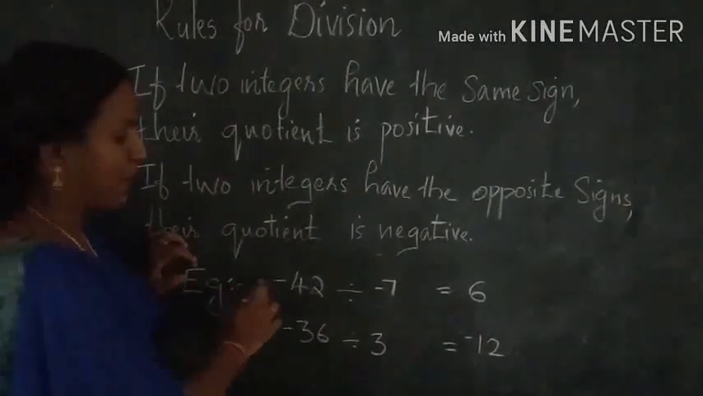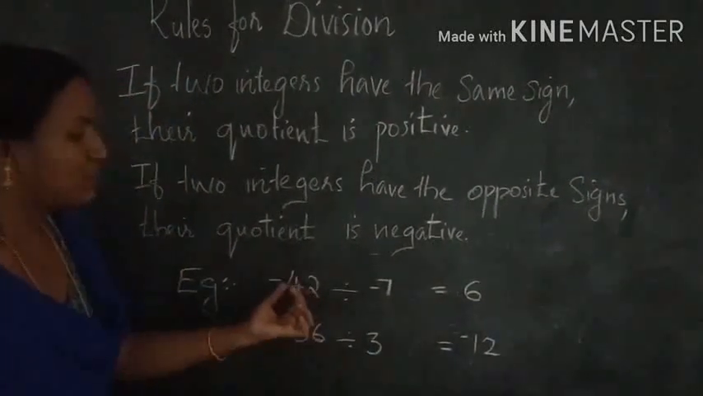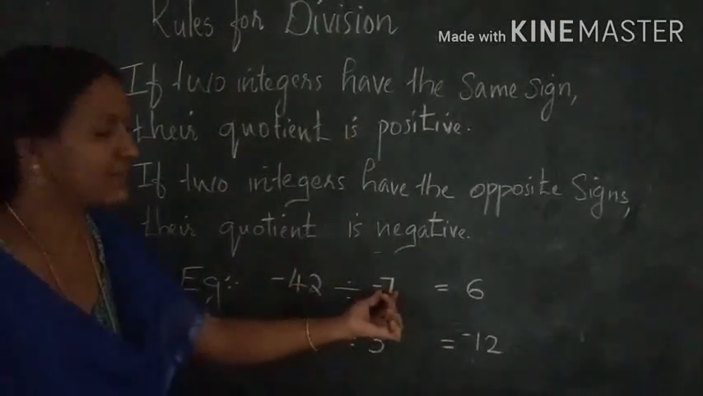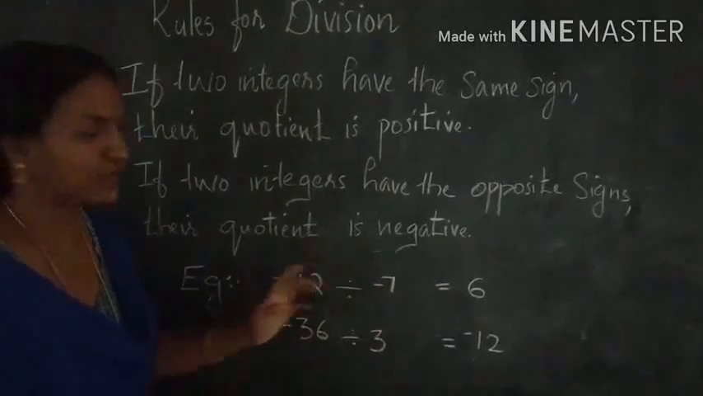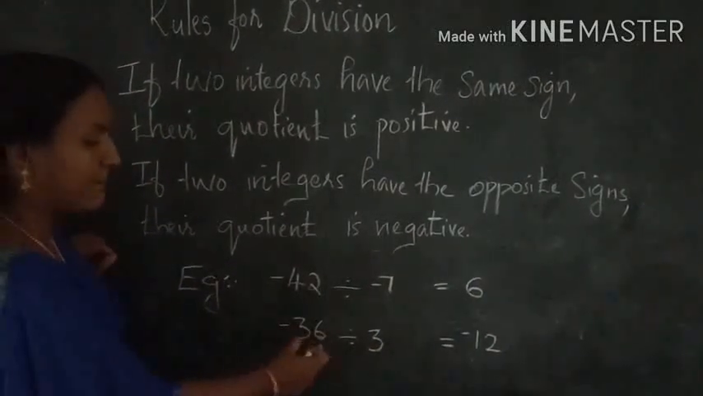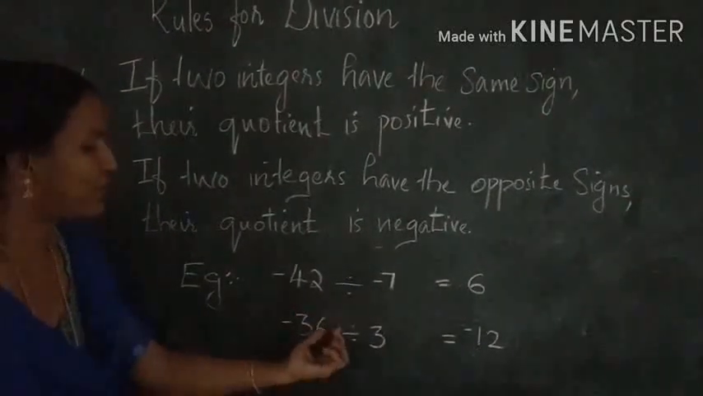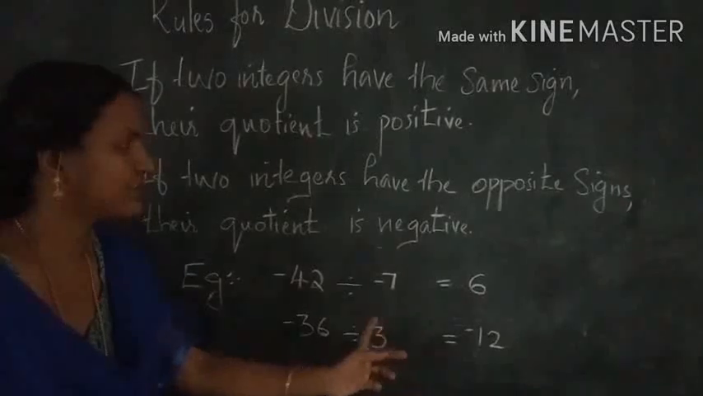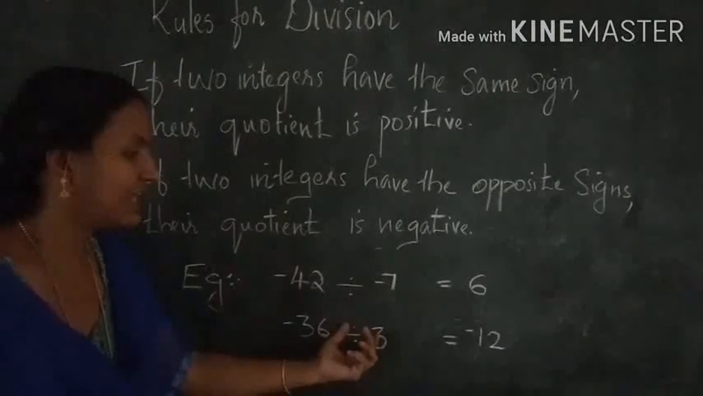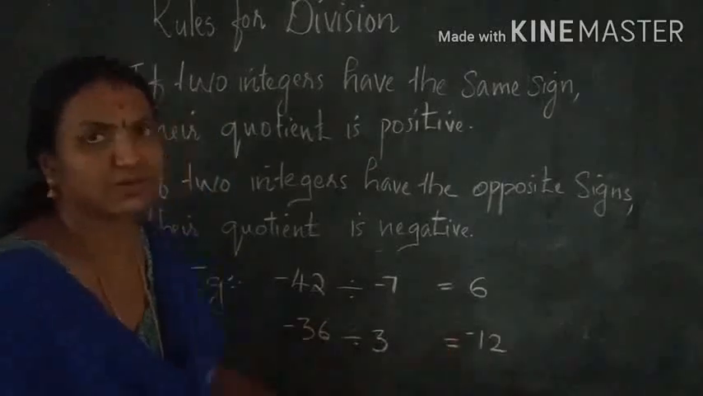Consider an example, minus 42 divided by minus 7. Here, two integers have the same sign. First one is minus and second one is minus. So, the result will be positive. The result will be plus 6. Next example, minus 36 divided by 3. Here, the sign of the first integer is negative, the second integer is positive. So, opposite signs. If two integers have the opposite sign, the result is negative. The result is negative 12.